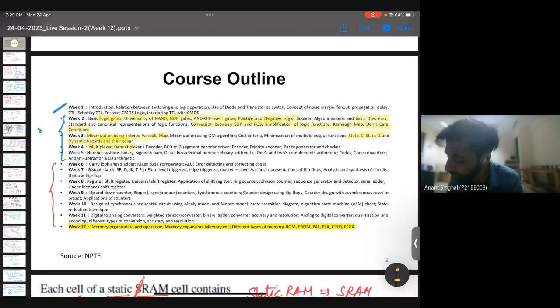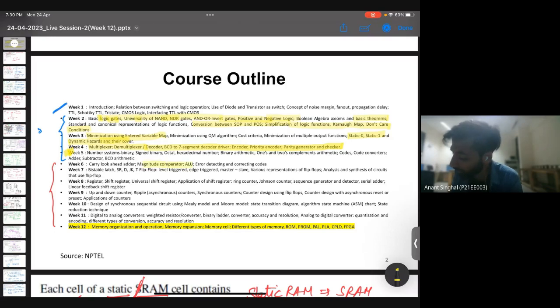Then this is most important, mux demux. So this week is quite important. Week 4 you can go through again. Then week 5 again includes Boolean algebra, which is already a part of the above lectures also. So don't waste much time on it.